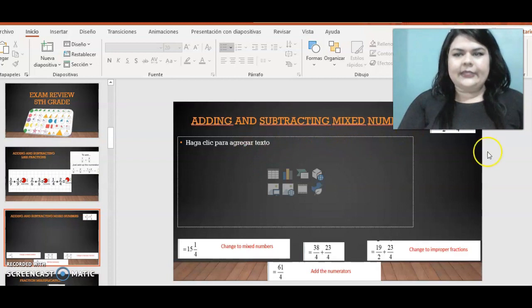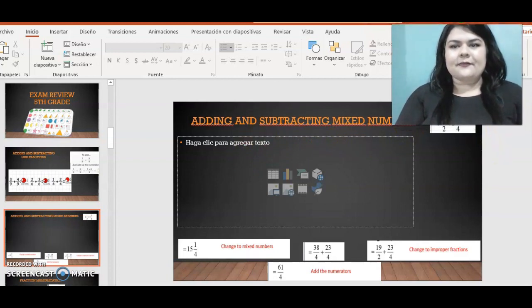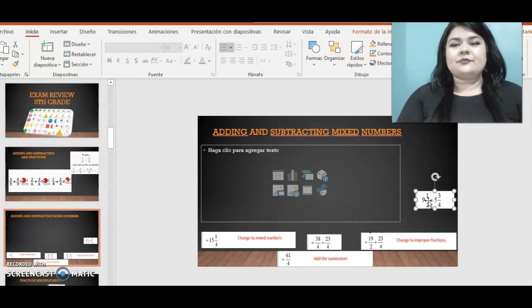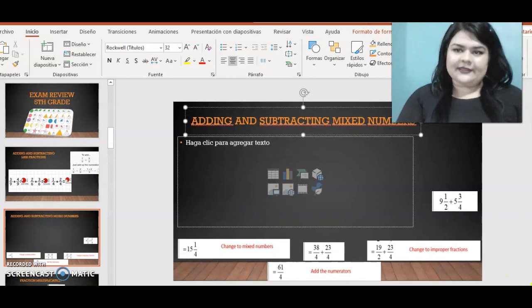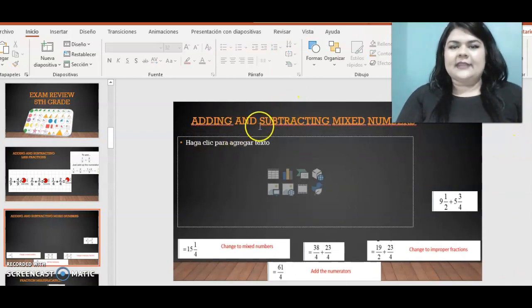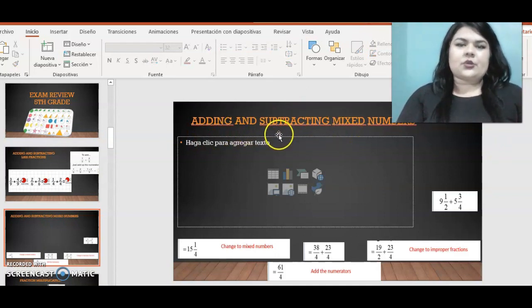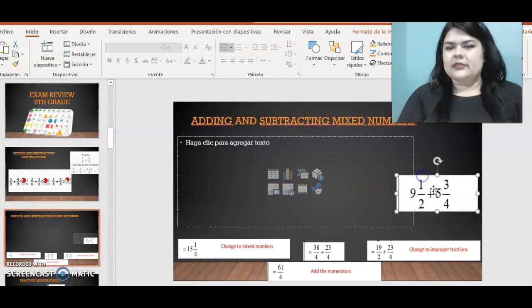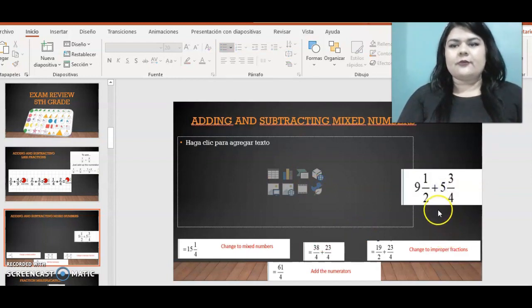Well, now here I have one of the exercises that we worked a lot in the classroom, and it has a lot of points in the exam, and I really need you to practice it. This is adding and subtracting mixed numbers. First, to add or subtract mixed numbers, I just want to remind you of the steps. Look at this example that I have here. This is an addition of mixed numbers.